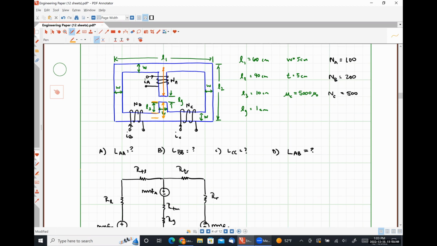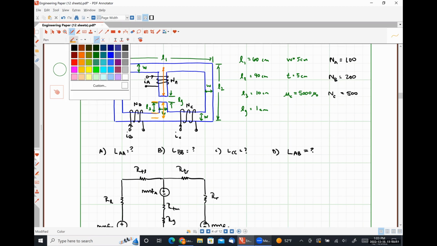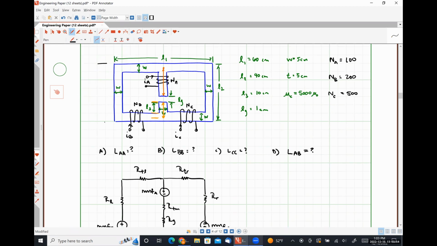Okay, so let's look at it from here to here, which is what I'm calling L2, right? From here to here is L2 minus W, because we're taking half a W off the top side and half of a W off the bottom side. Are we okay with that? Okay.